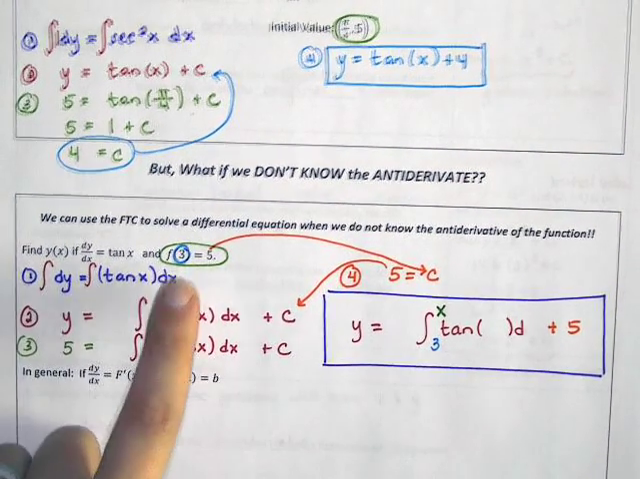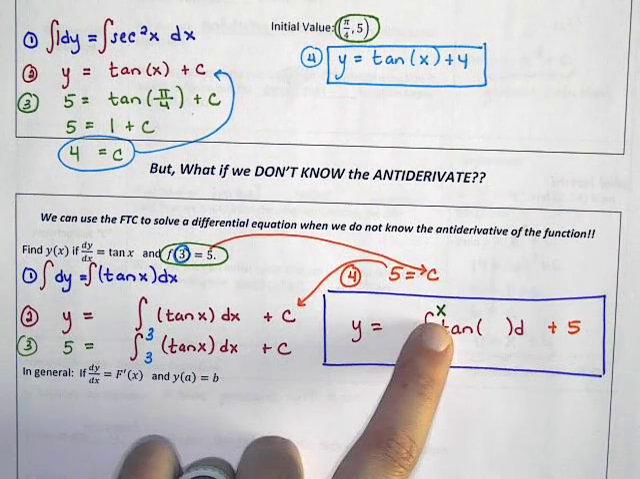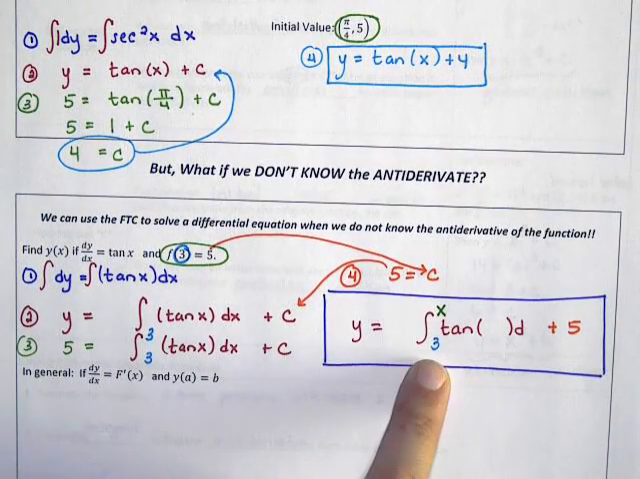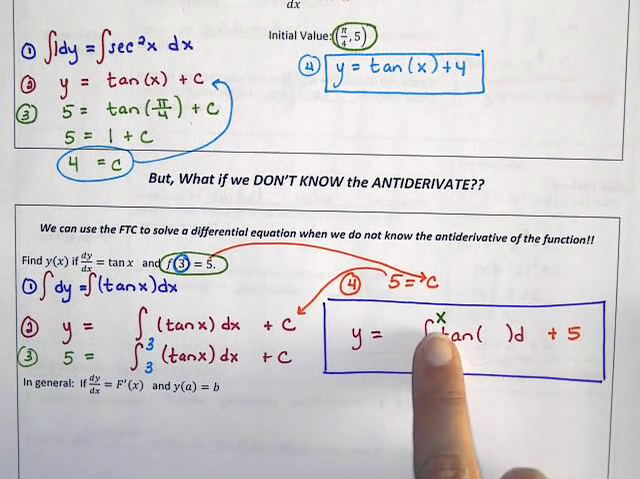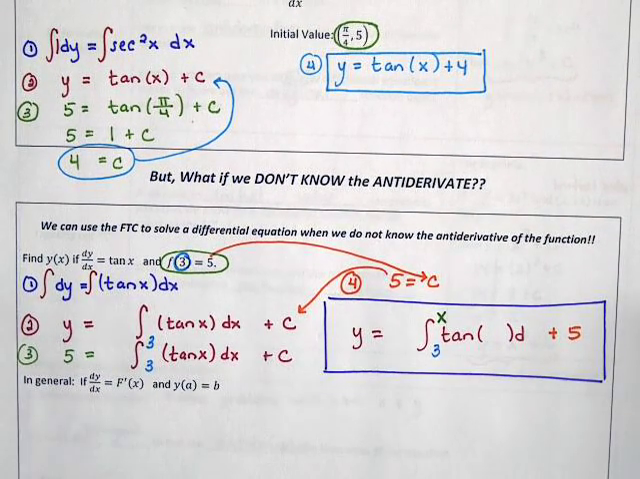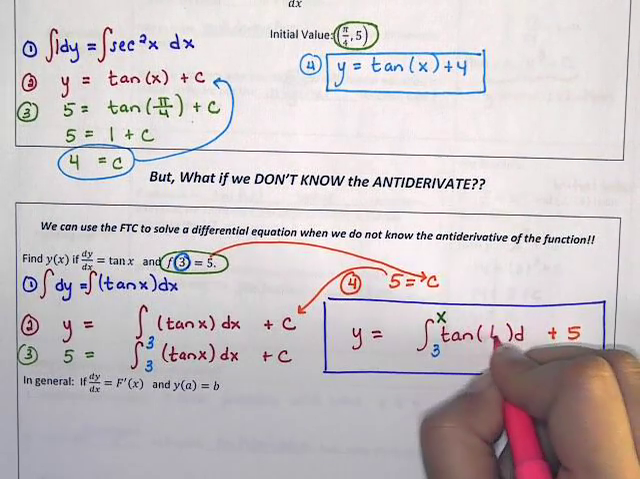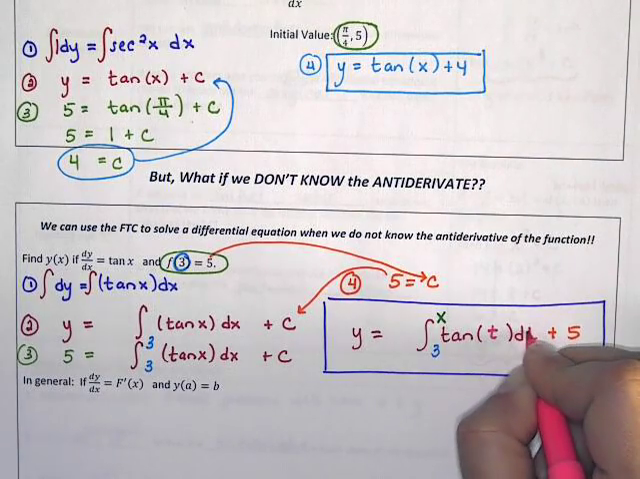Because that way, when you plug in 3 for the x, this will go away. Now the only catch is if you use an x here, you can't use an x in here. So the last little thing we need to remember is that we have to change this inside variable to a t.